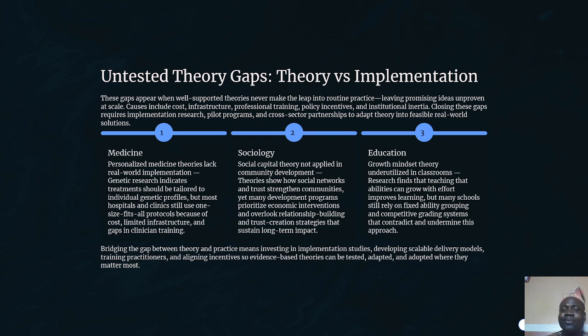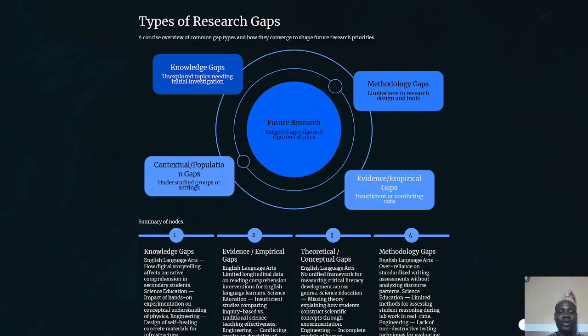We could also have the education growth mindset theory. That's a theory, but underutilized in classrooms, so that we could test for it and see if it is working. So this kind of gap is an attempt to bridge the gap between theory and practice. It means investing in implementation studies, developing scalable delivery models, and training practitioners, to mention a few. So this is the summary of the gap.